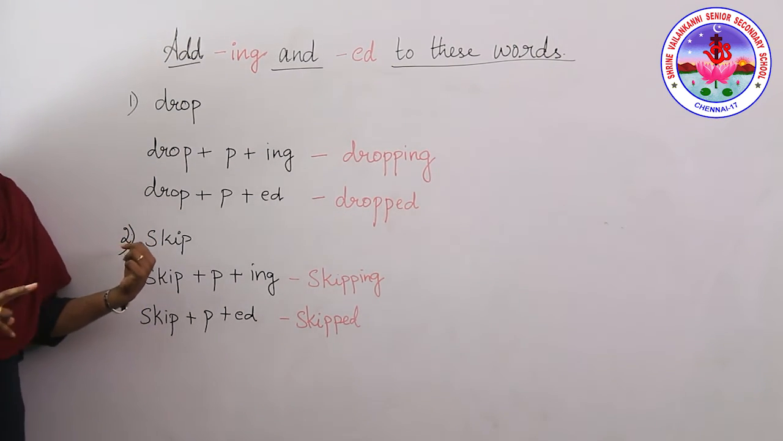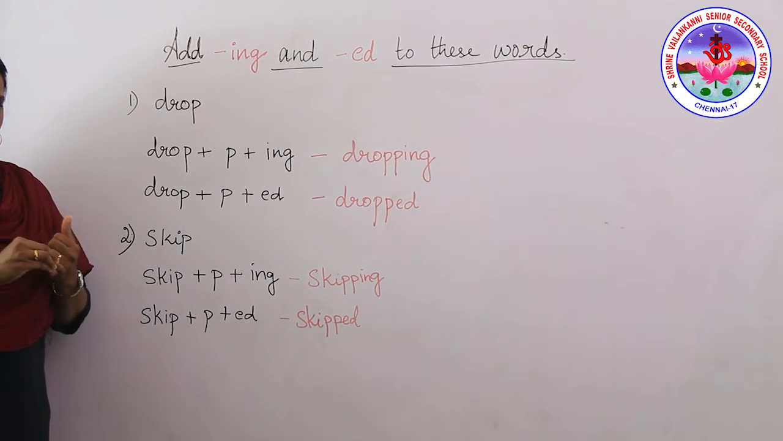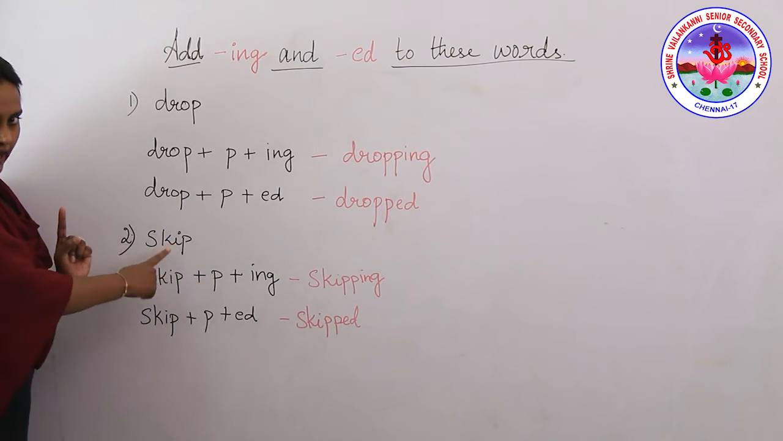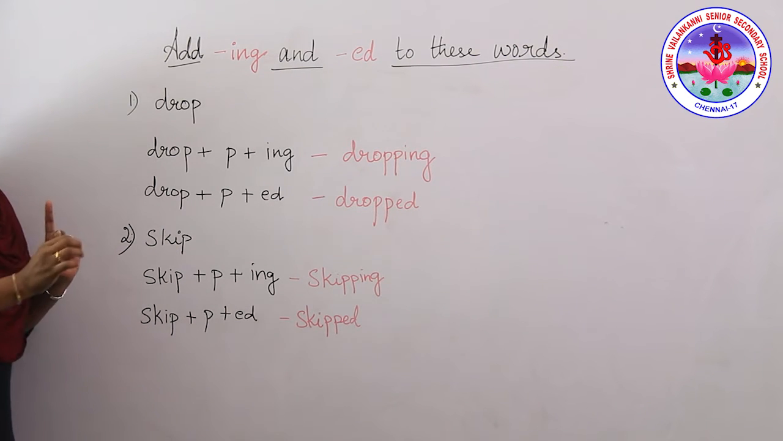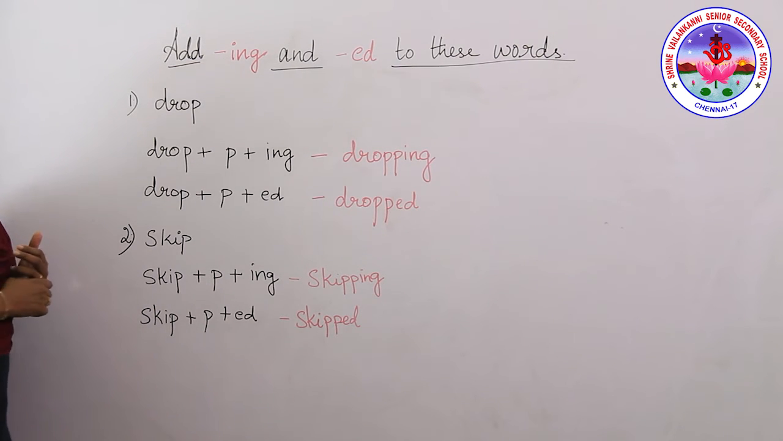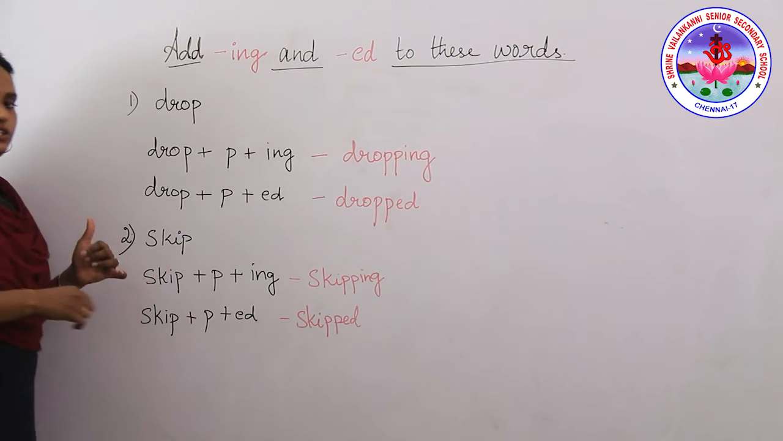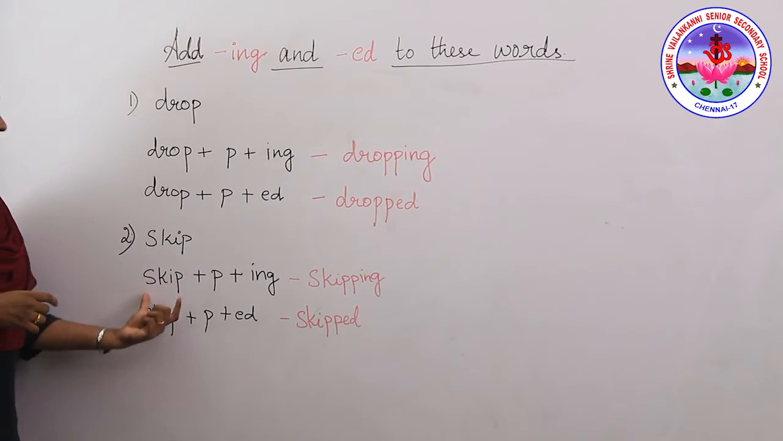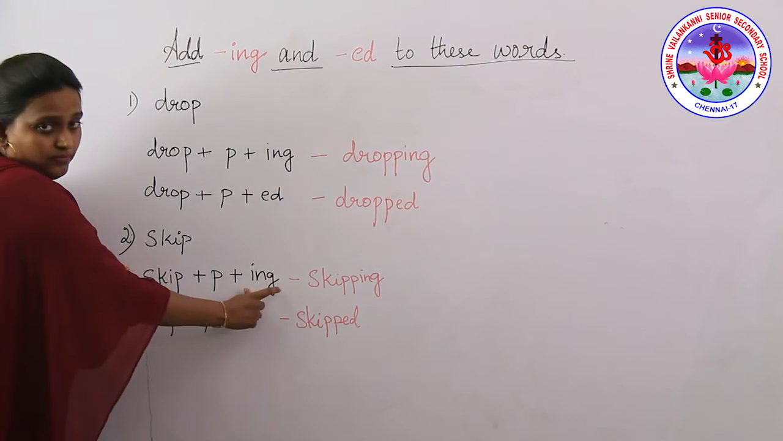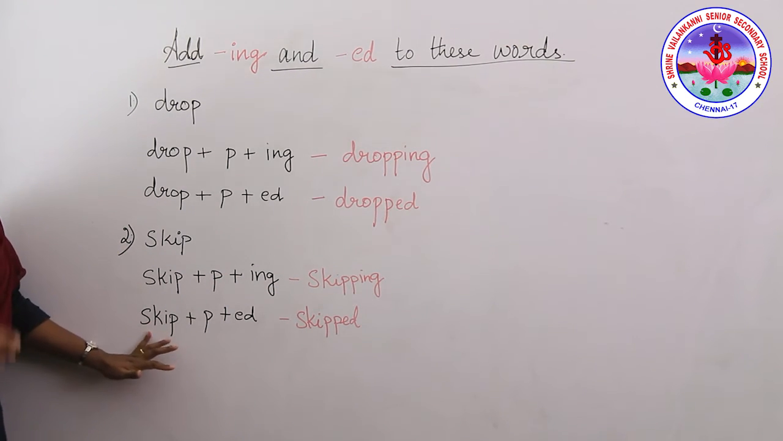Now look into the second word, skip. So what is my first condition? What do you have to do? The letter before the last I have to check, which is I. I is a vowel. If it is a vowel, what you have to do? You need to repeat the last letter and you're supposed to add ing. Okay, so when you join all these three sets of letters together, it becomes skipping.